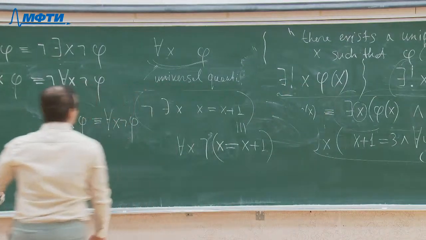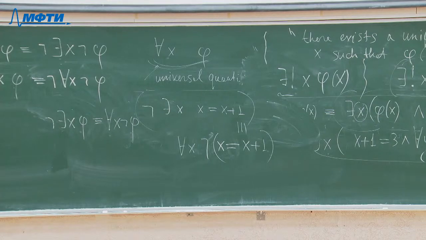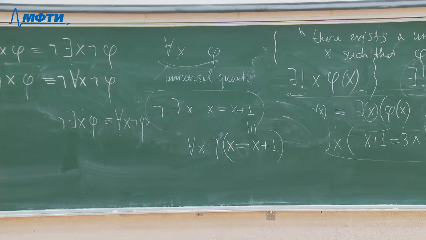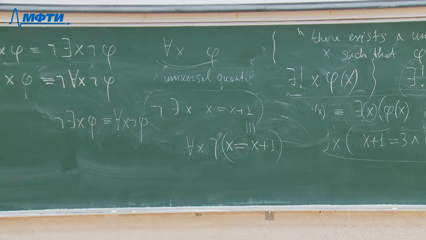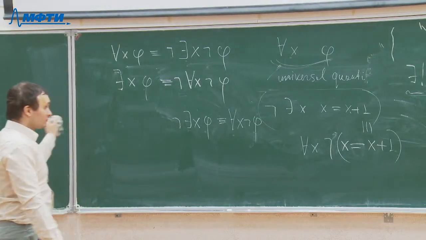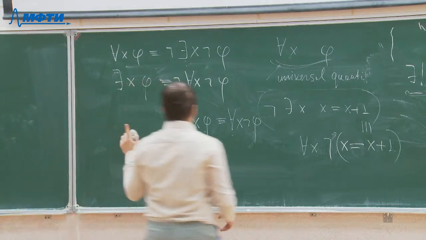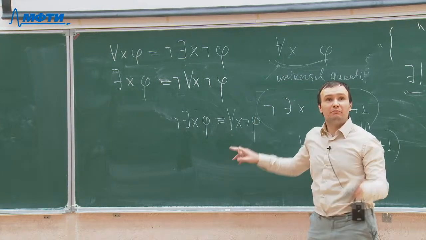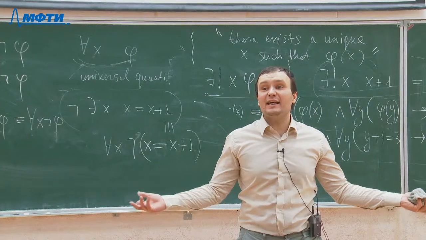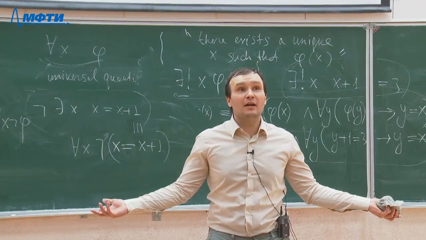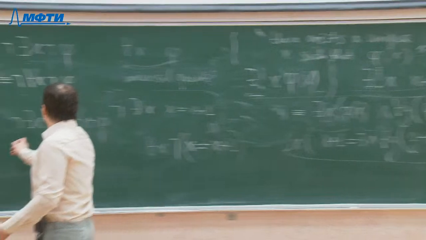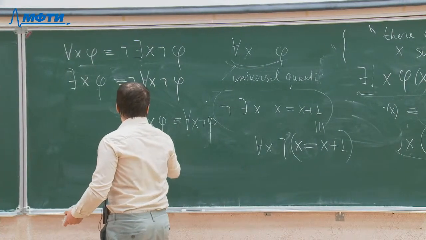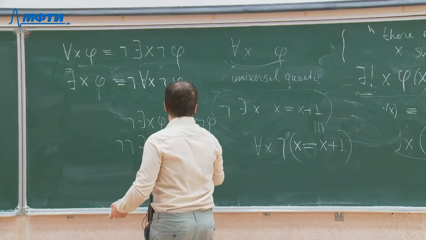So, what's your question? The first one, this one. Okay. We shall obtain it in a moment. At first, is this one clear? If two statements are equivalent, their negations are equivalent as well. So that means that this statement is equivalent to this one.